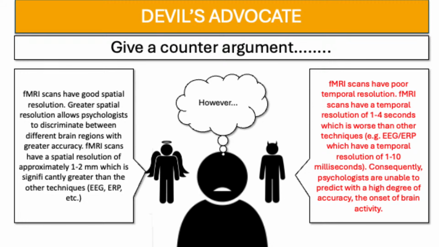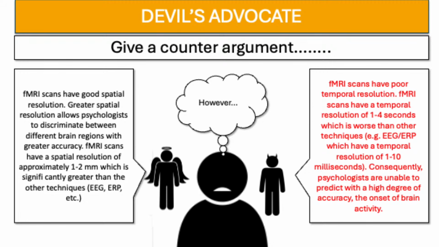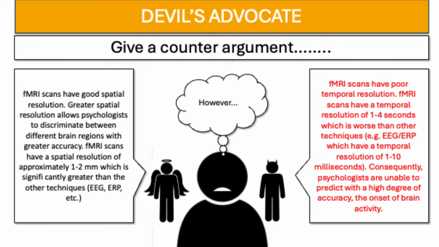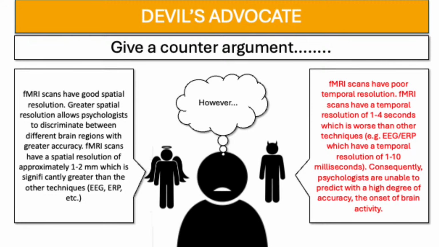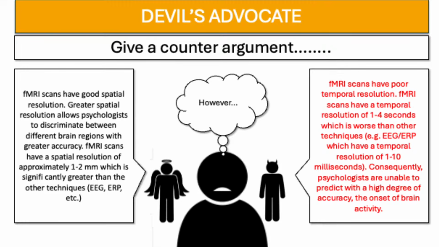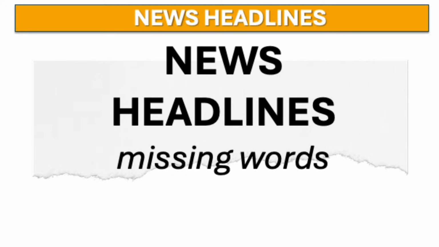It means psychologists are unable to predict with a high degree of accuracy the onset of brain activity, because that's how delayed it is, yeah, up to roughly 4 seconds, let's say. Excellent, well done.